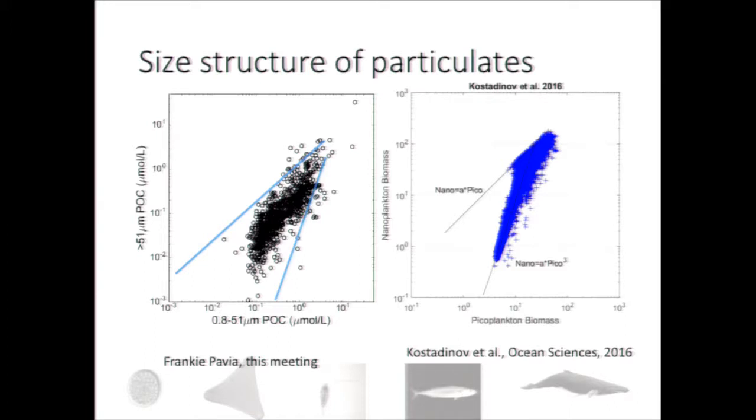So Frankie Pavia provided me with his own data that he presented earlier in this meeting. Here's the 3-to-1 line. Here's the 1-to-1 line. We've got something in between, although if you look carefully, you might think that there's a 3-to-1 line that transitions to a 1-to-1 line here. And so there's some hints of that in both of these distributions.